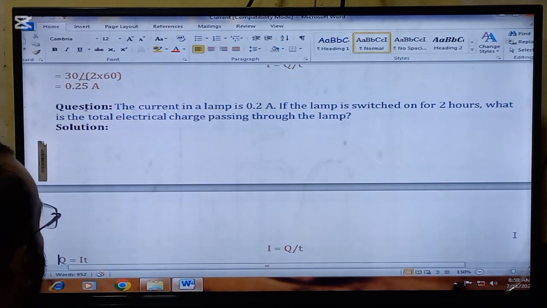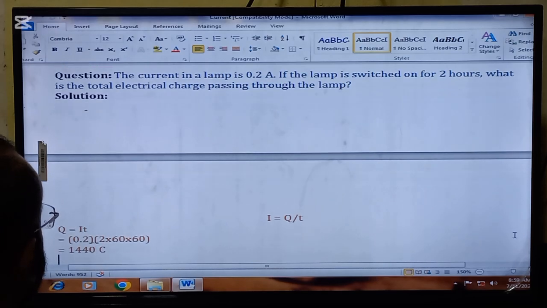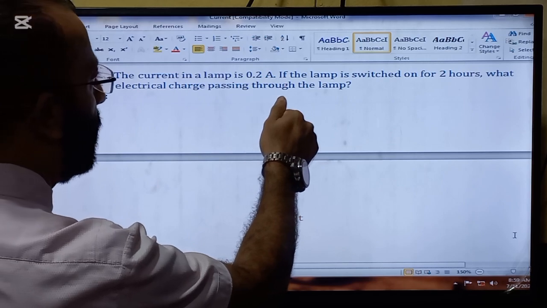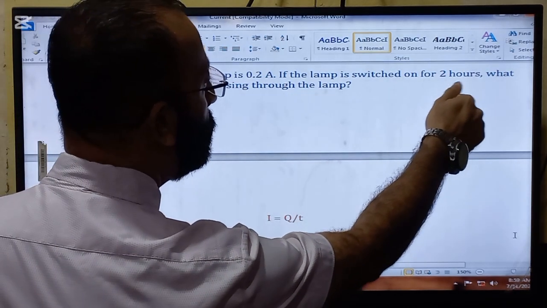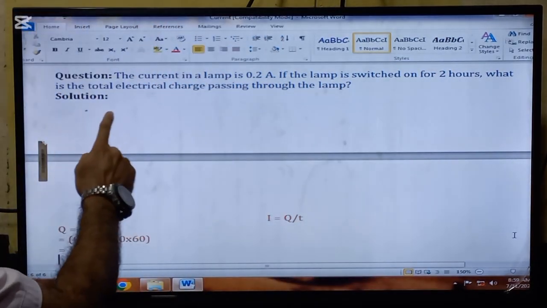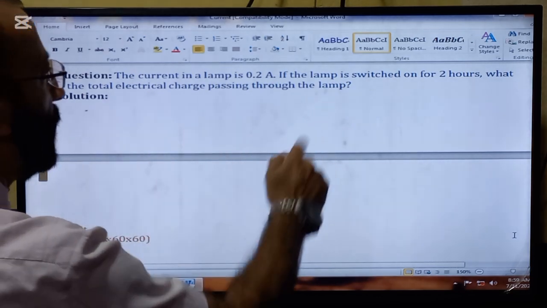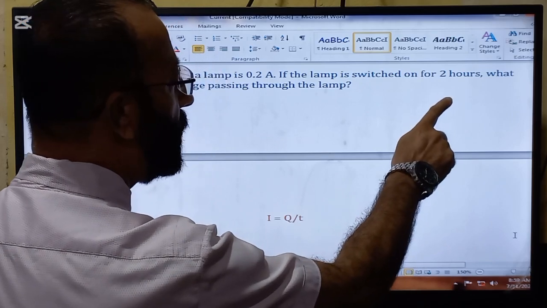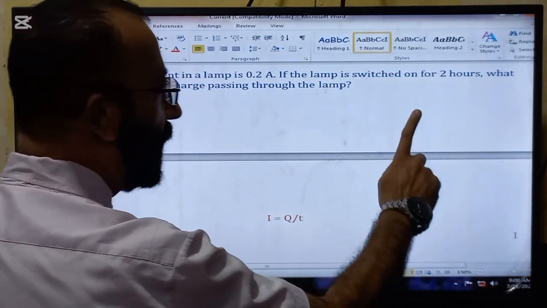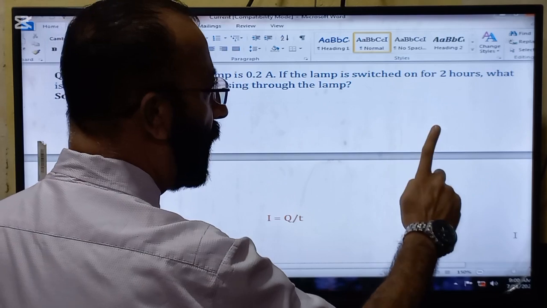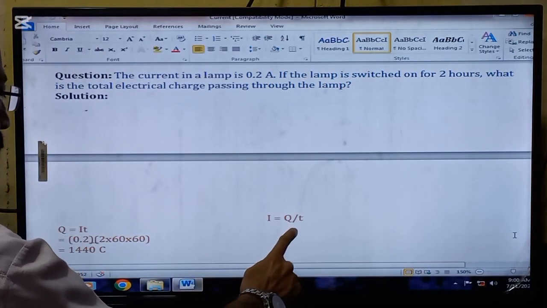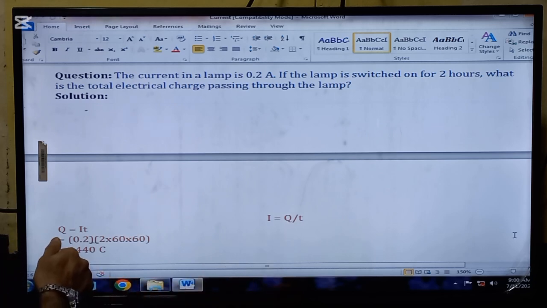Here is another question. The current in a lamp is 0.2 ampere. If the lamp is switched on for 2 hours, what is the total electrical charge passing through the lamp? Look now, 2 hours are given, so we have to convert it into seconds. In 1 hour there are 60 minutes, and in 1 minute there are 60 seconds. I is equal to Q over T is the equation used, and Q is the requirement. So that will be equal to IT.